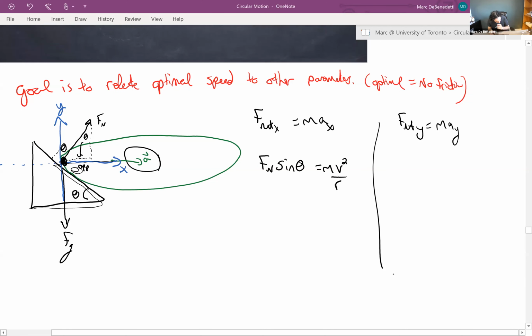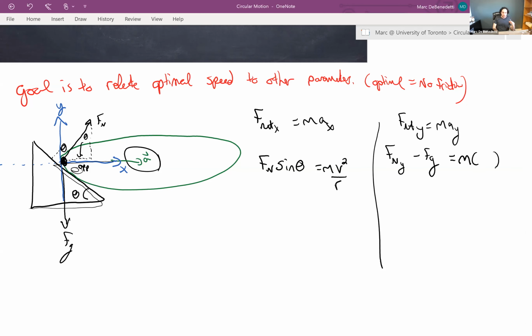So the y direction, what forces do I have in my y direction? I have the vertical component of the normal force, so Fny, and I have 100% of gravity. Gravity is completely parallel to the negative y-axis, and this equals m times the acceleration in the y direction. Well, the y direction is literally up, down. Is this car magically levitating off of the ground? No, obviously. The car is not accelerating up or down for that matter. So the acceleration in the y direction is 0.